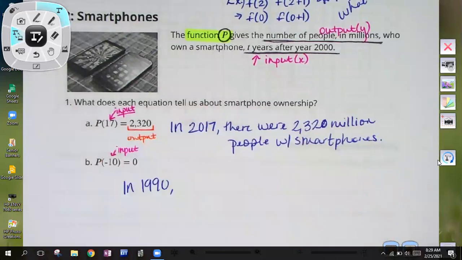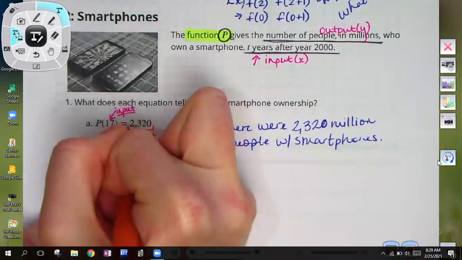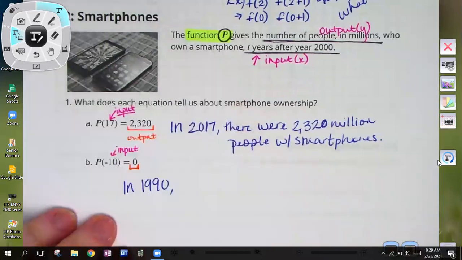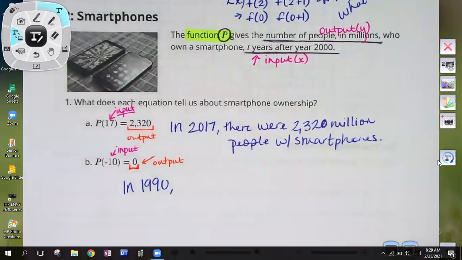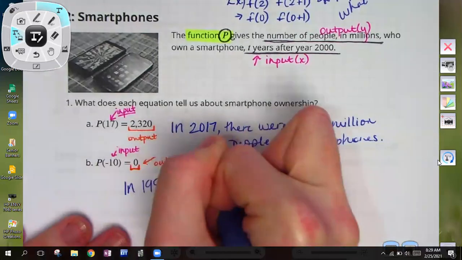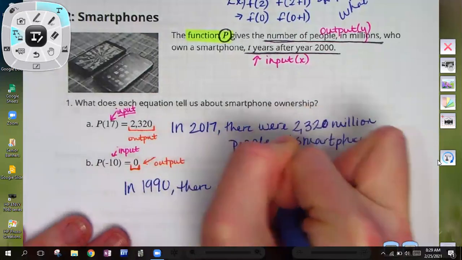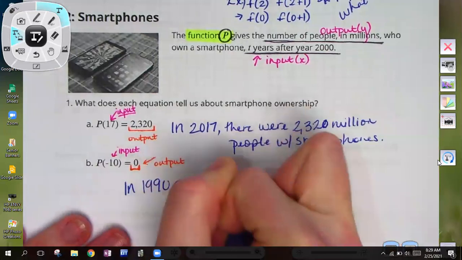All right, now what everything is set equal to tells me the output. What's my output talking about in this situation? The number of people who own smartphones. So, Luke, how many people own smartphones? Zero. Good. There are 0 people with smartphones. Now let's think about it.